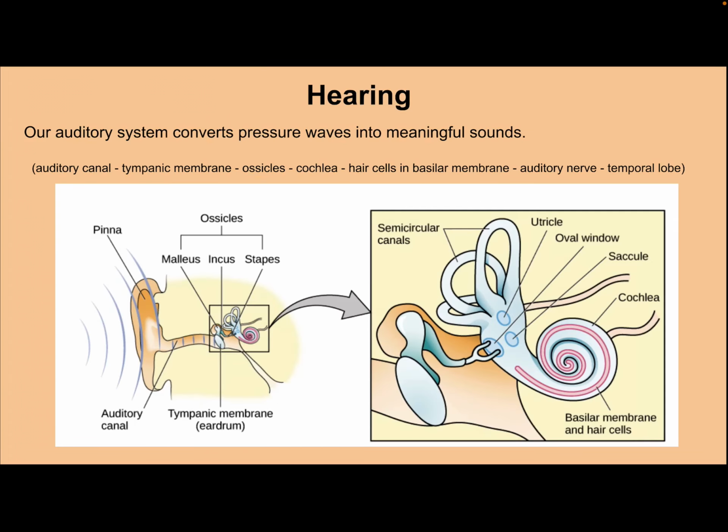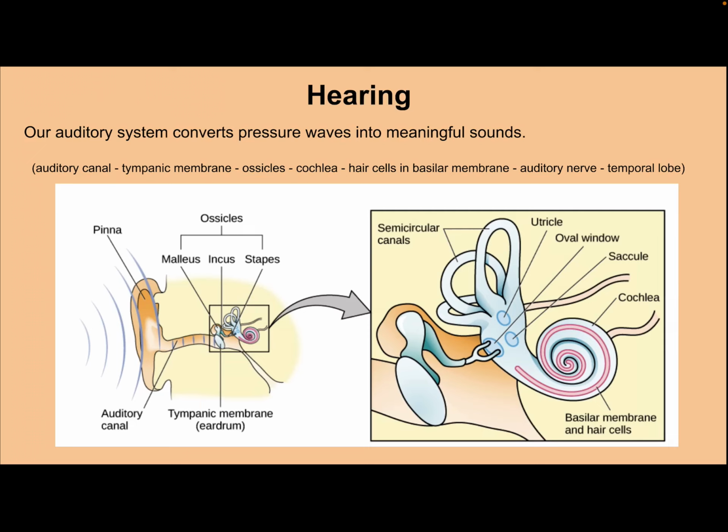All right, that sums up our vision portion of the chapter. Again, with the biological part of hearing, you don't need to know a lot. I mostly want you to know the definition that our auditory system converts pressure waves into meaningful sounds, and then the order that the sound waves travel.